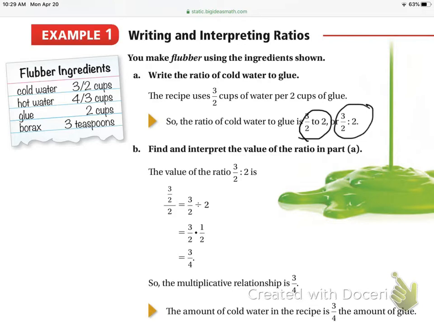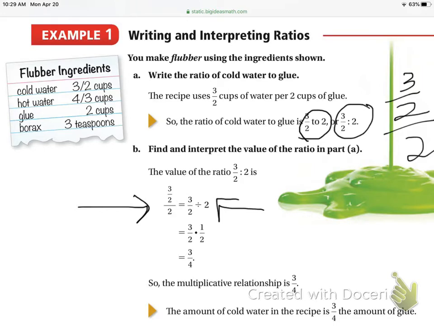Now this looks a little bit different because there already is a fraction in the ratio. So if we wrote it in fraction form, it would be 3/2 over 2. And you can see that the numerator of the fraction is a fraction, and the denominator is a whole number. But in order for us to interpret that value, we use it as a fraction and we divide. So you can see right here how they have taken our 3/2 of cold water to 2 cups of glue, and then they've turned it into the division problem right here, because every fraction is a division problem.